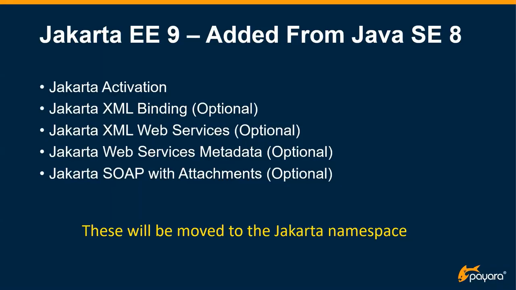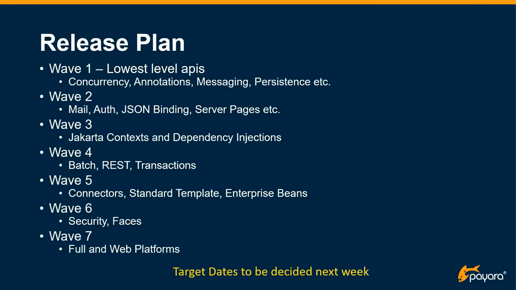EE 9, as we said, will be based on Java SE11 for implementations. And then if we move into the planning, we haven't got full dates for this, but from a project plan perspective, we're moving forward in 7 waves. Essentially, this is a rough view of what depends on what. The first wave will be the lowest level APIs that have the minimal dependencies. So that includes Jakarta Concurrency, Annotations, and Messaging, as was JMS.